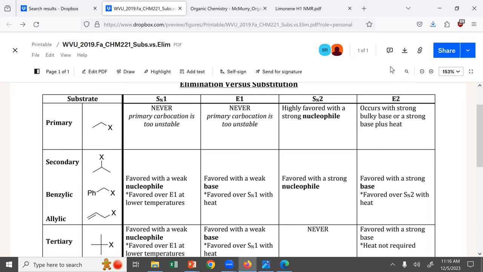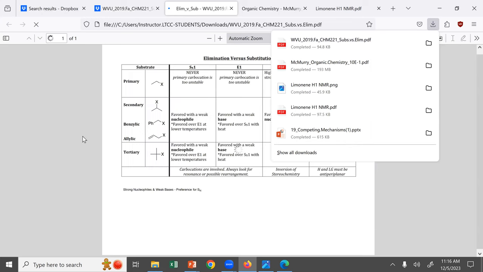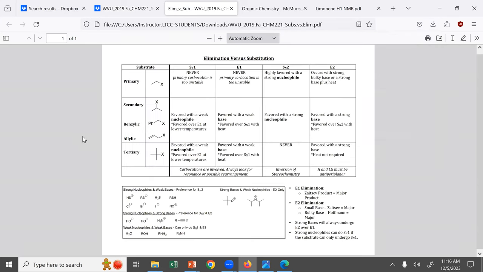So this one, I like this one. It's a little bit harder to parse. It's not color, so it's not as pleasing to the eye, but it has a lot more information on it. And instead of being arranged by strong base, strong nucleophile, it's arranged by mechanism. So primary carbon or primary leaving group: never SN1, never E1. But you can take SN2 if you have a strong nucleophile. You can have E2 happen if you have a strong bulky base, or if you have a strong base plus heat.